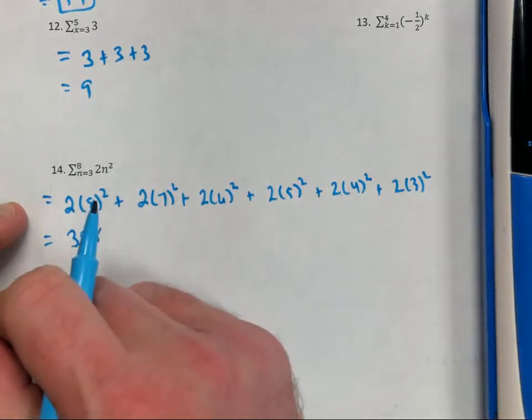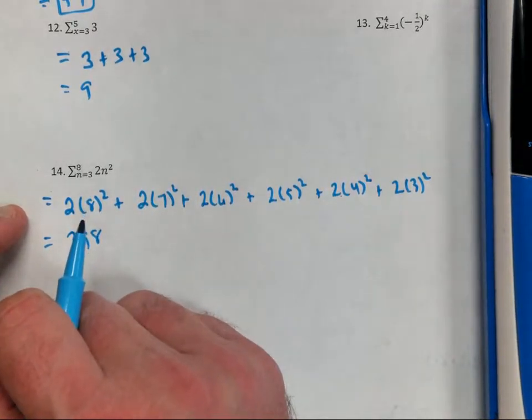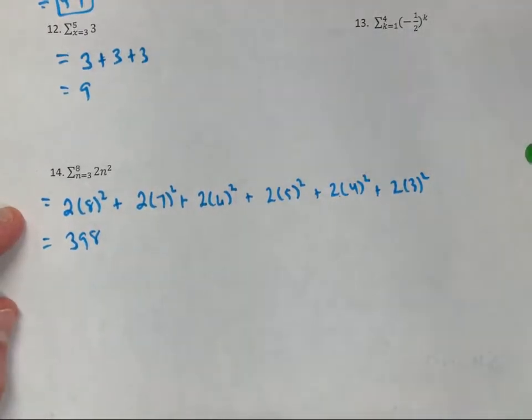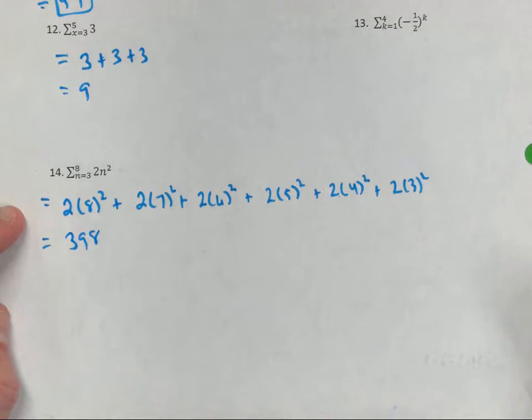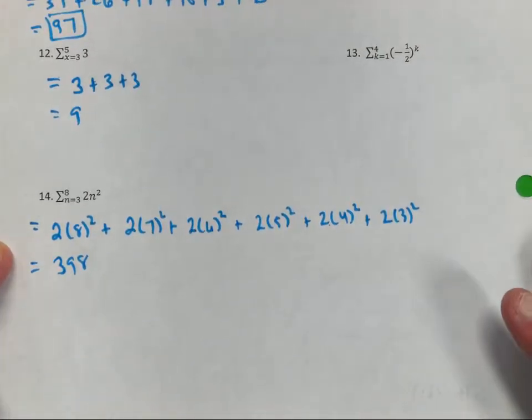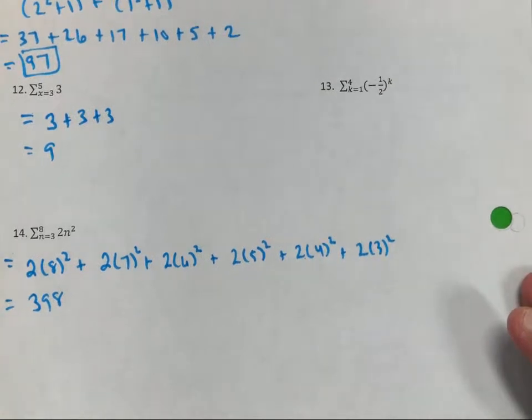You can go up or down. It doesn't matter. It's going to give you the same thing because addition is commutative. Check your answer, see if you get 398. Okay.